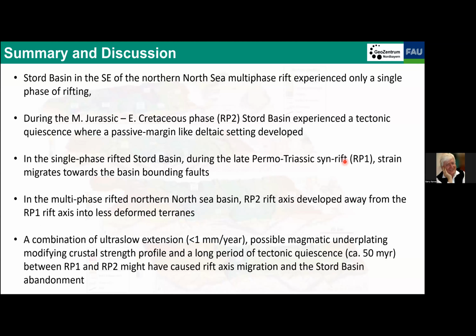Hello, very nice talk. I think you've shown very well the fault control on syn-rift subsidence. What can you say about what actually controls the post-rift subsidence over the North Sea in general? Because it does seem to be totally unrelated to the brittle deformation of the crust.